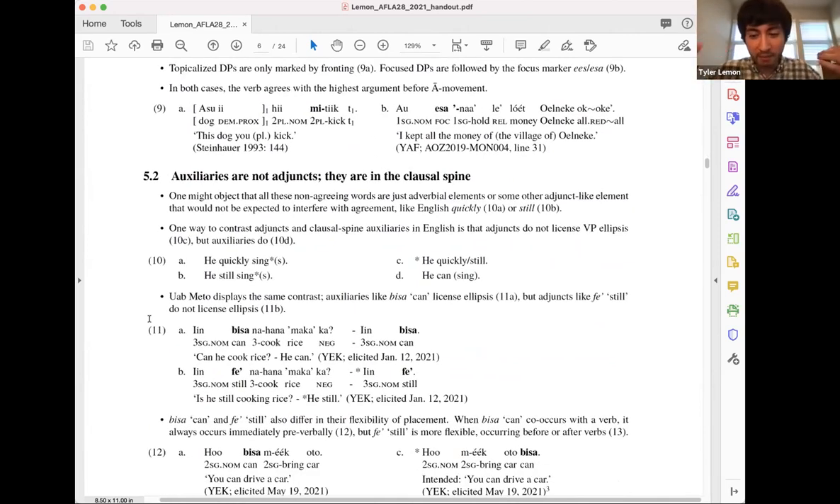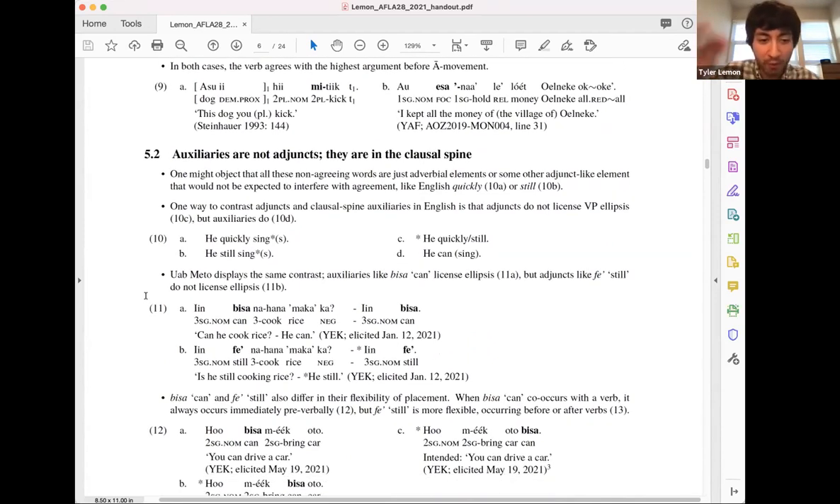Now, one possible objection that some people might have is that all these non-agreeing words are just adverbial elements or some other adjunct-like element that would not be expected to interfere with agreement, like, say, English quickly or still, or other adverbial things.